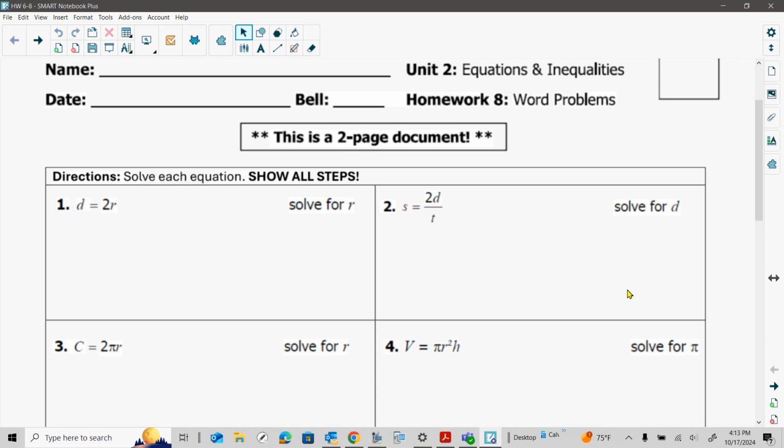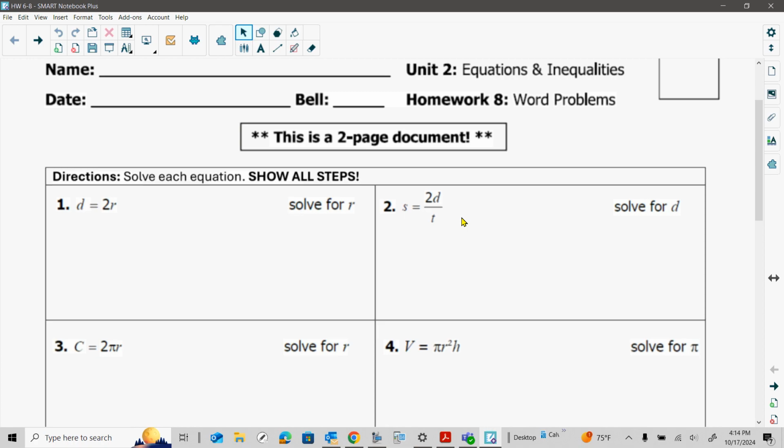All right, guys, tonight you're supposed to finish this homework assignment. It's 2 pages front and back. The first eight is basically solving for the variable, doing inverse operations. So you've got to pay attention to what is given. Anytime we have letters, variables side by side, that's indicating multiplication. So the inverse, or the opposite, of multiplication is division.